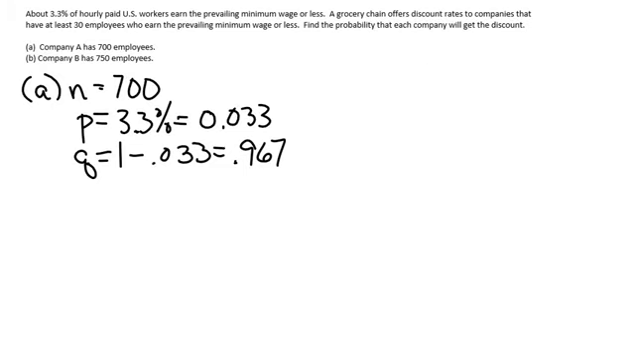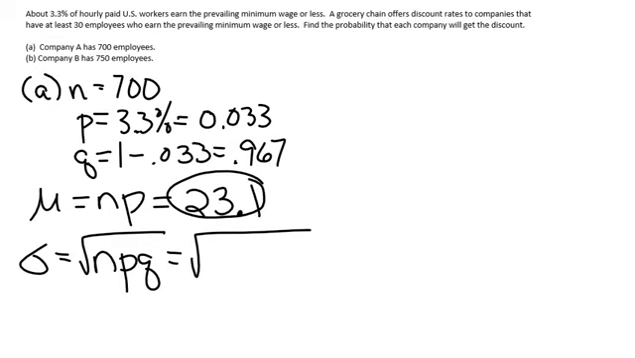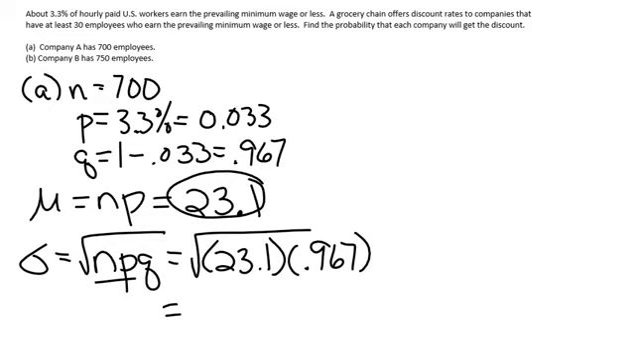So let's figure out what our mean and standard deviations are. The mean is going to be equal to N times P. And we just did that calculation and we found it to be 23.1. Next, we need to find the standard deviation. This is the square root of N times P times Q. Now, I'm actually going to use a shortcut and use this calculation for the N times P part. Then we're going to multiply this by 0.967. And this is going to be approximately equal to 4.73.